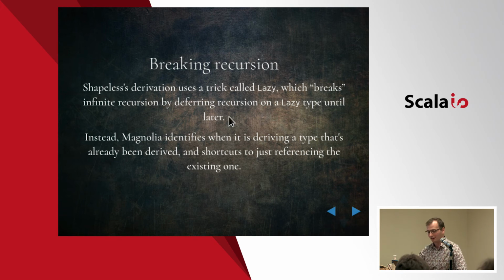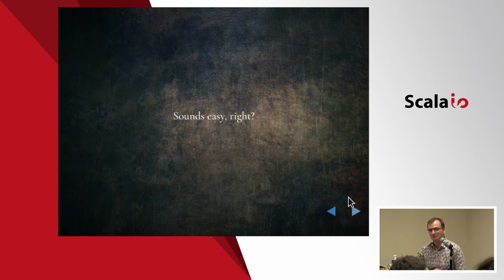No, I'll come to that. I'll answer that. I am using implicit search, but well, I'm partially using implicit search. So instead of Lazy, what Magnolia does is it identifies when infinite recursion would be happening. It identifies the cycle in the types, and instead of continuing, it just refers back to the one we've already started. So it assigns it to a def and refers back to it. It isn't actually that easy.